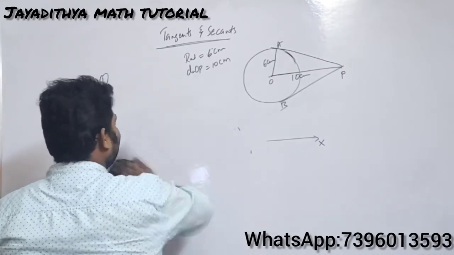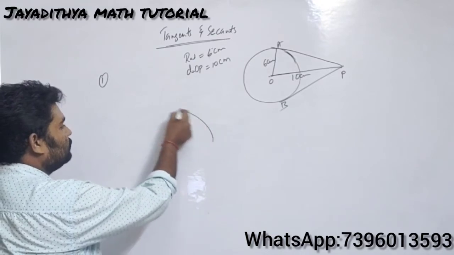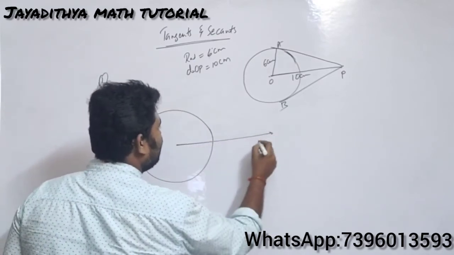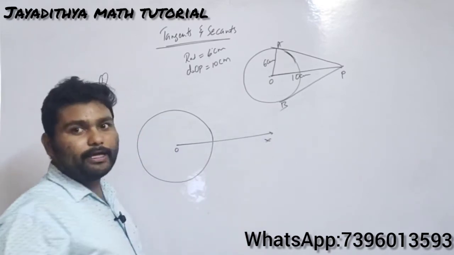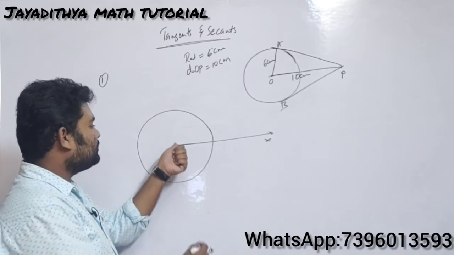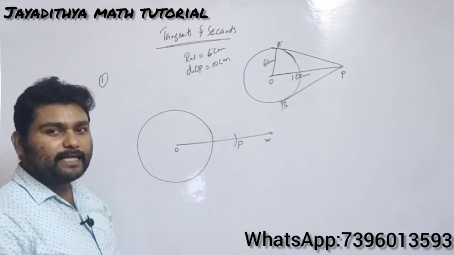Let me draw for you once again. Okay, see here Nana. First of all, draw the circle. After this, take the center. From the center, draw a ray OX. Here you need OP distance as 10 centimeters. So from O, mark a point P such that OP is equal to 10 centimeters.